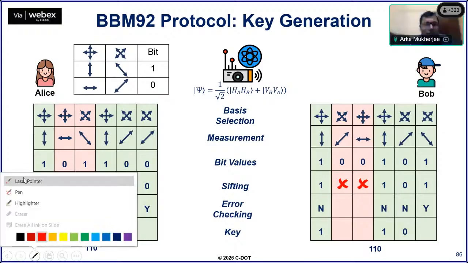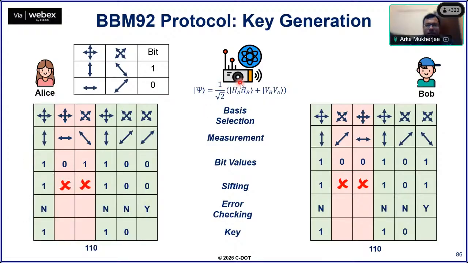So when this entangled pair is generated, it will be sent to Alice and Bob. These entangled states are generated at Charlie, and one part is sent to Alice, one part is sent to Bob. Then Alice and Bob will choose the basis, rectilinear or diagonal, at random. Only when the choice of basis of Alice and Bob matches can we generate the keys.